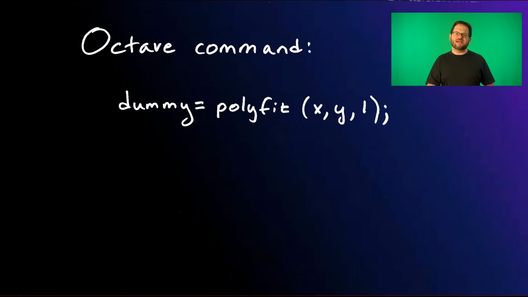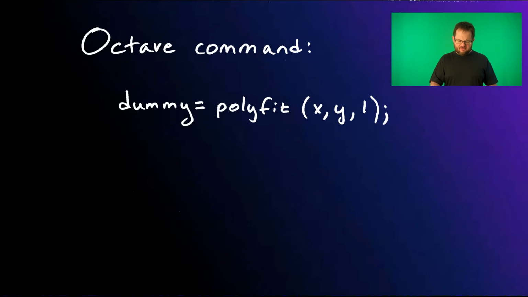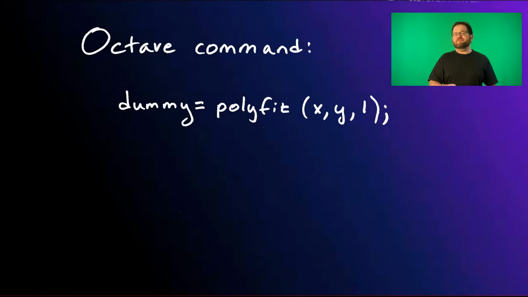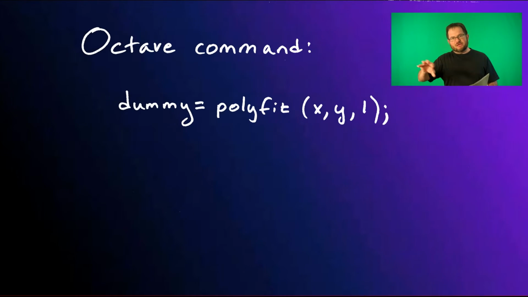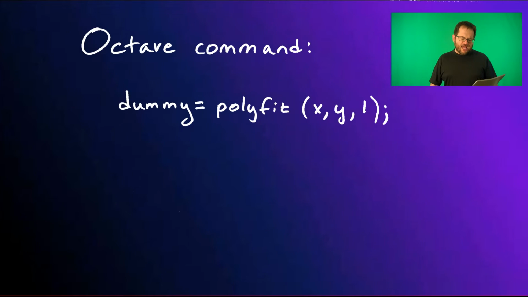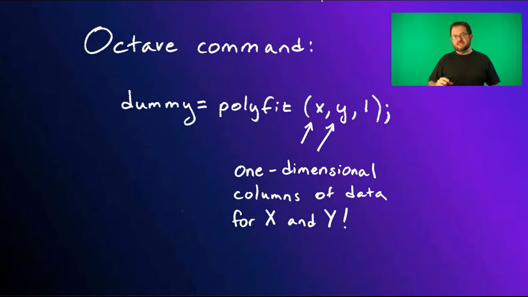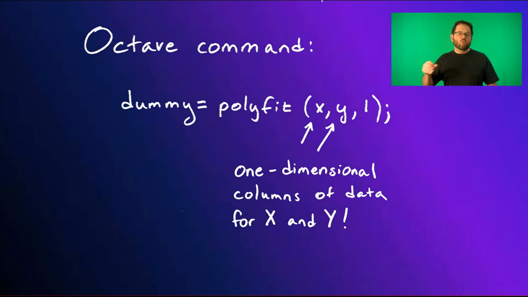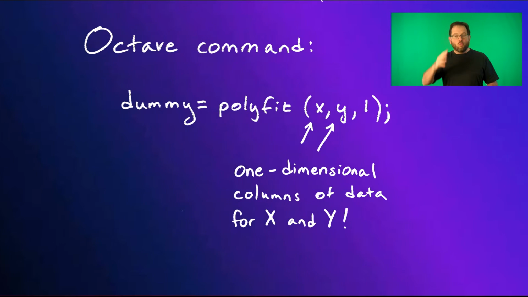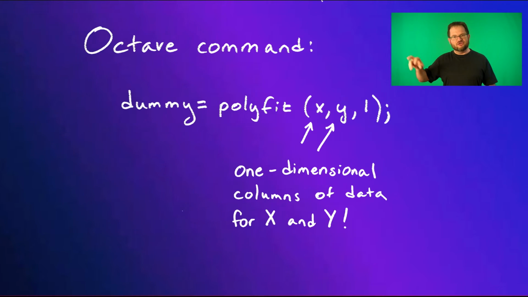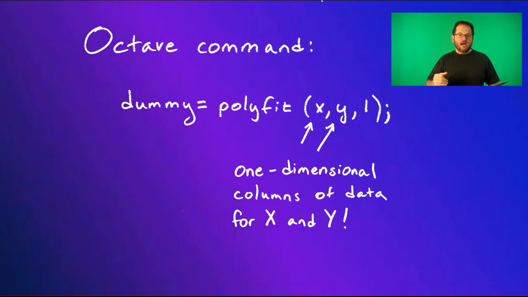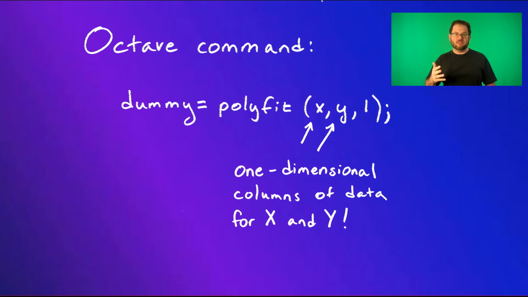Now I'm going to dissect this polyfit command that we're working with here. Polyfit has 3 arguments, 3 parameters separated by commas, and two of them are pretty straightforward. One is x and the other is y, where both x and y are one-dimensional columns of data. There's going to be the same number of values, the same number of rows, in both x and y. They don't have to be called, of course, x and y.